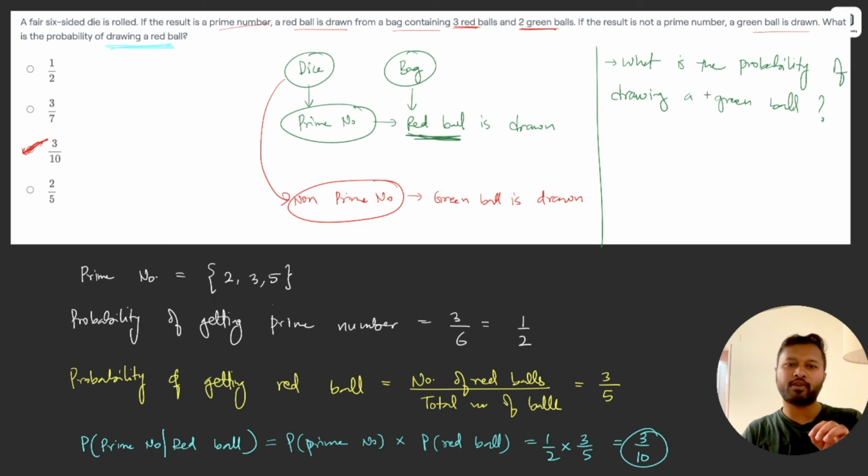In that case, you would have calculated the probability of getting a non-prime number, because the green ball is only drawn when a non-prime number comes. Non-prime numbers are 1, 4, 6. So first of all, find out the probability of non-prime number, then the probability of green ball, that will be 2 upon 5, and the probability of drawing the green ball in this whole scenario depends upon whether a non-prime number comes or not. So you have to multiply the probability of non-prime number with the probability of getting a green ball, and that will be your answer.